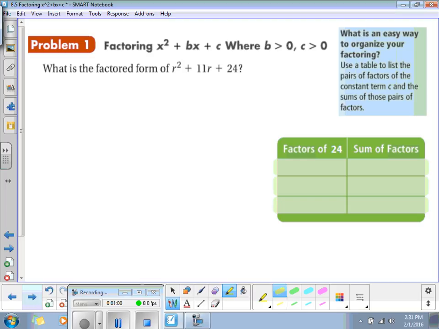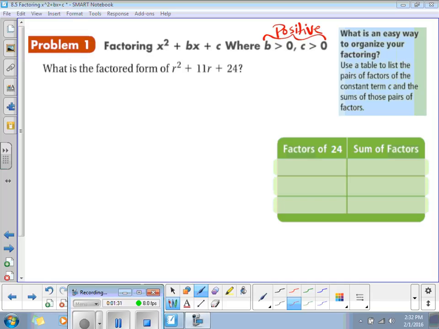Problem 1 is factoring x squared plus bx plus c, where b is greater than 0 and c is greater than 0. That means that b is positive and c is positive. Both of these are positive. Okay? All right, so we want to know what is the factored form of r squared plus 11r plus 24.